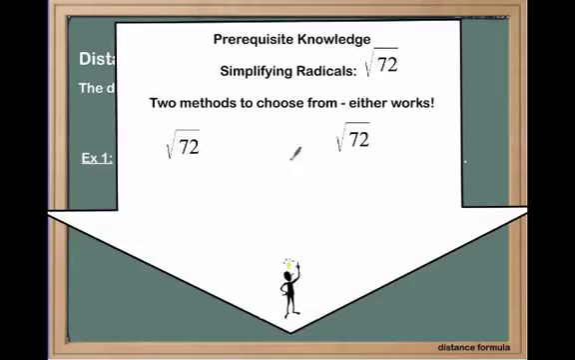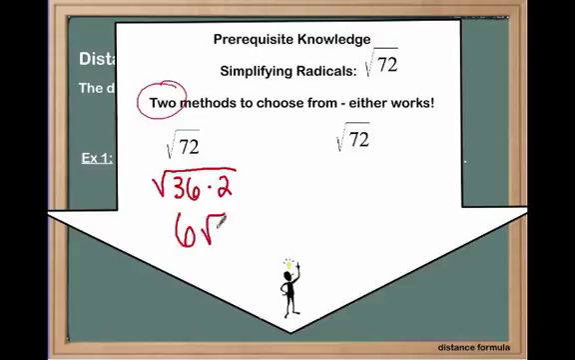Let's simplify the radical square root of 72. There are two methods to choose from. Either one works. You pick which one is your bread and butter. All right, square root of 72. I'm going to call that the square root of 36 times 2. I'm breaking it up into the biggest perfect square that goes into it, which is 36. Square root of 36 is 6, and I'm left with the square root of 2.